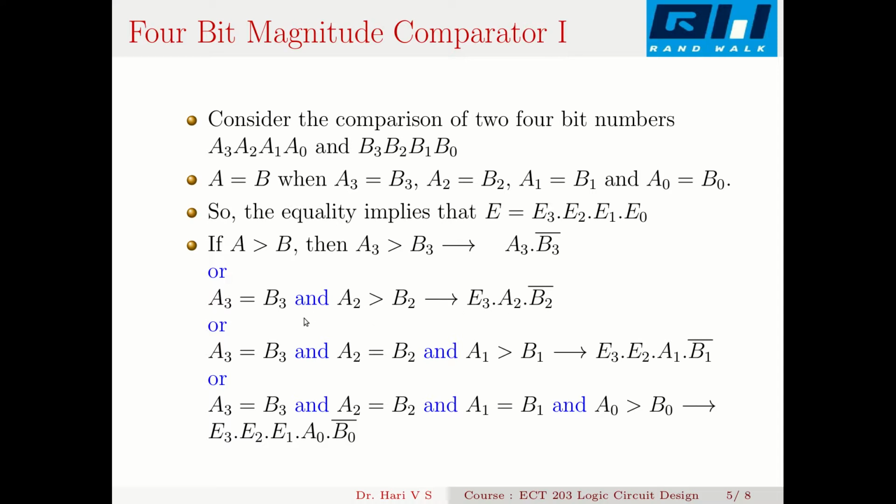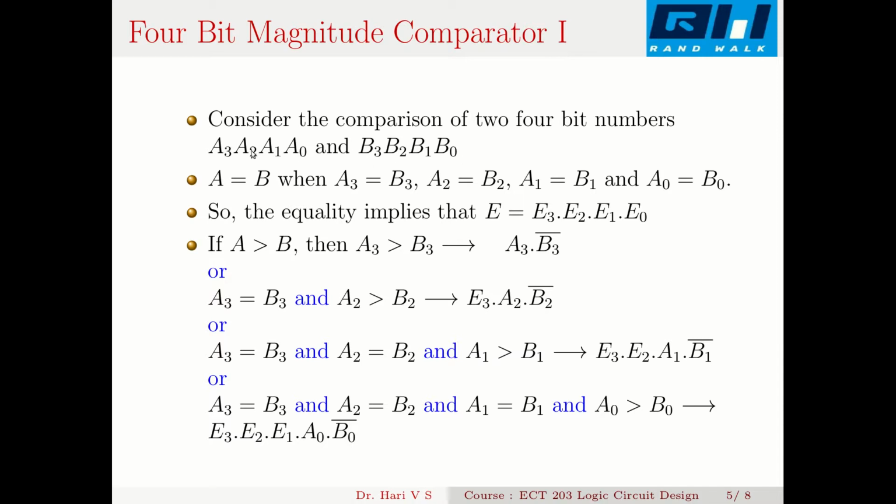E3, and if A3 equals B3, E3 is high, so E3 and A2 B2 bar. That is another possibility. Now I have a third possibility, wherein A3 equals B3 and A2 is equal to B2, but A1 is greater than B1. Maybe this is 1 1 1 0 and this is 1 1 0 0.